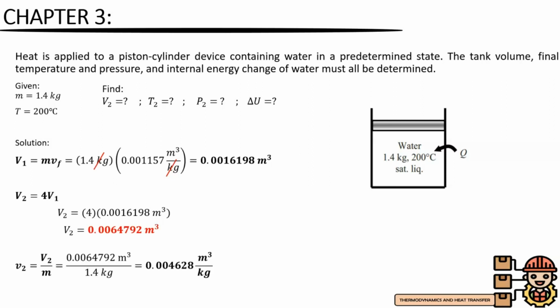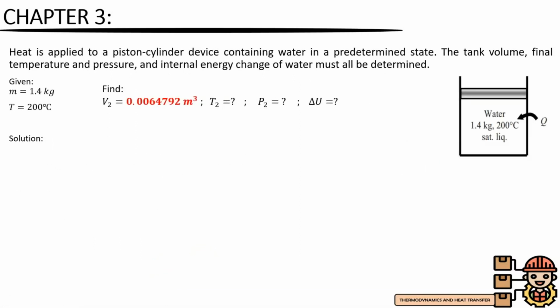So next, the final specific volume is determined, from which the final internal energy, pressure, and temperature can be obtained. So the specific volume at state 2 is equal to volume at state 2 divided by mass. So we have the value for our volume at state 2, which is equal to 0.006472 cubic meter divided by 1.4 kilogram, which is equal to 0.004628 cubic meter per kilogram. So now we take this value and look for which temperature it represents the specific volume at the vapor state using data at the table A-4 and interpolation.